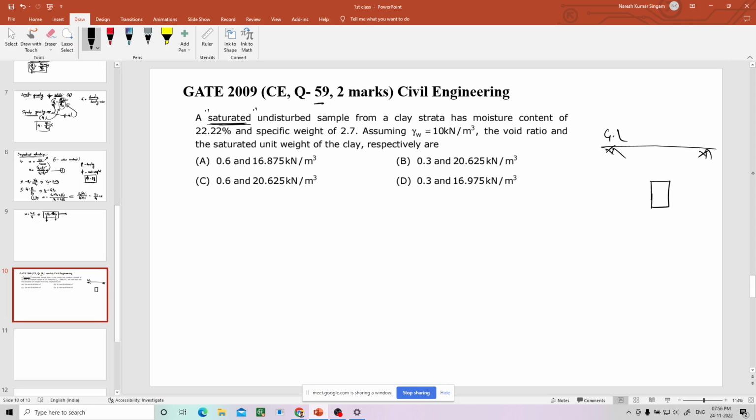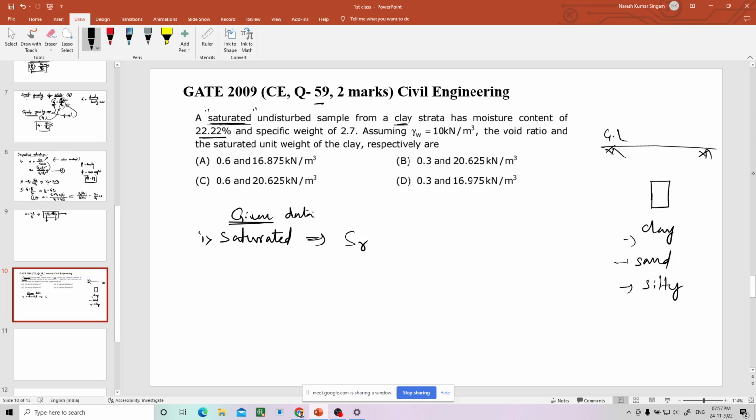That is clay. There is clay, there is sand, there is silty sand or silty clay, different types of soils. Out of them, clay is one of the types of soil. So it has the moisture content. Moisture content means water content, 22.2 percentage. So here I'm saying, given data is saturated.